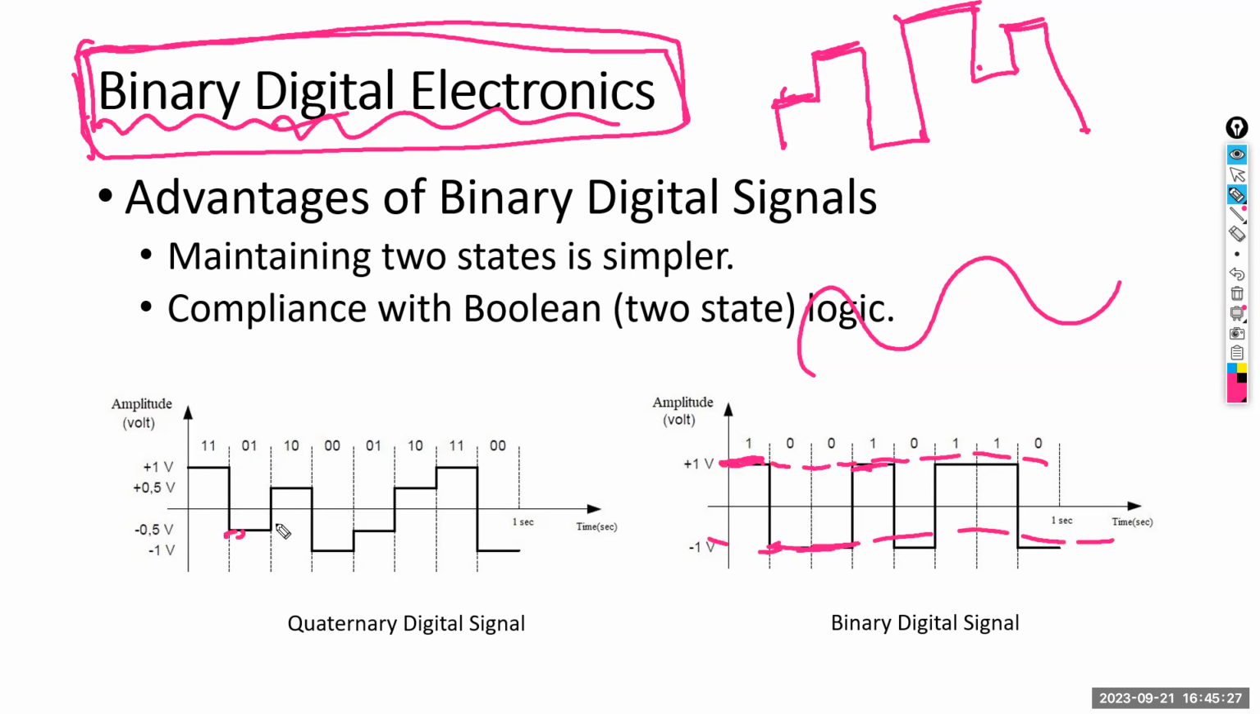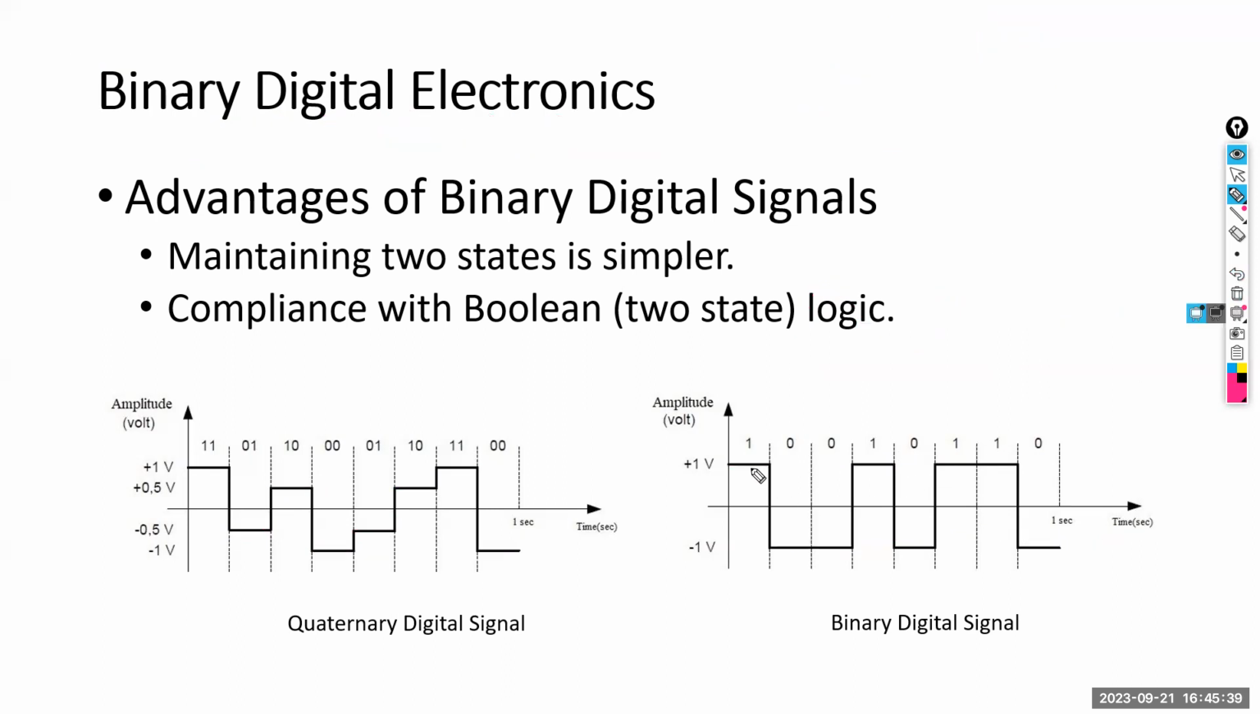So you can see either this state or that state. But here you can see different levels are there. So therefore, this is digital, but not binary digital. This signal is not a binary digital signal. It's a digital signal. But definitely this signal is a binary signal. It has only two states, either this state or that state.